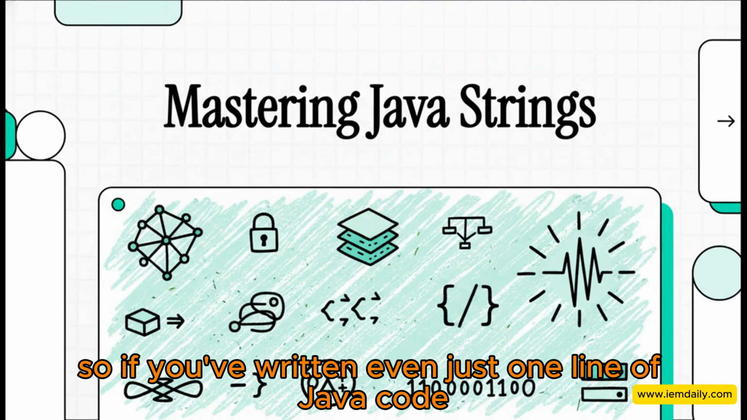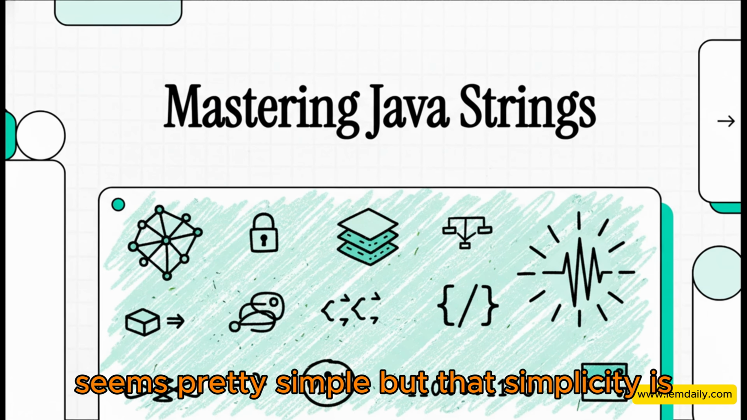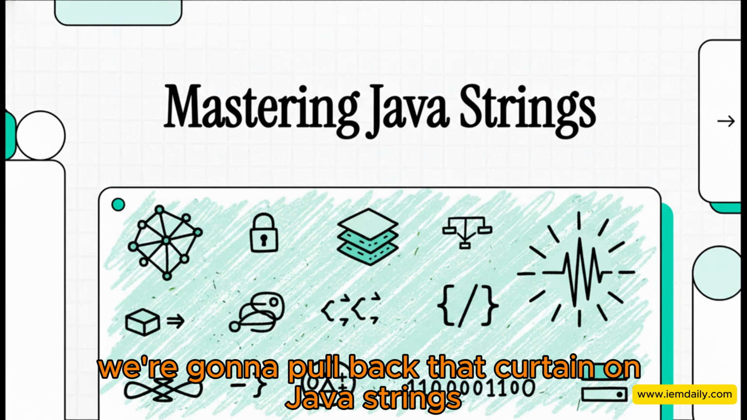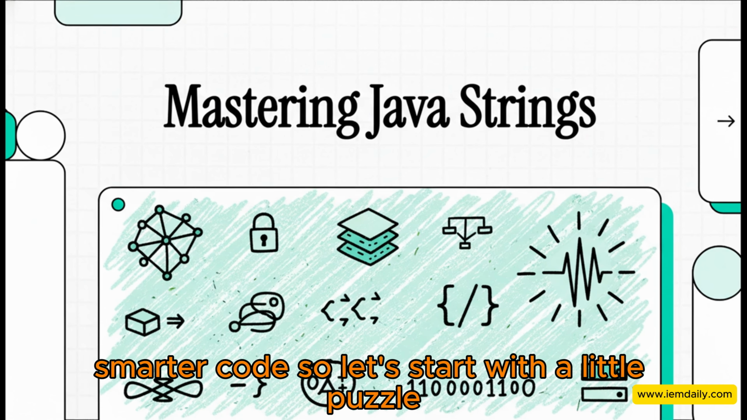Hey, so if you've written even just one line of Java code, you've definitely used a string. I mean, it's just text, right? Seems pretty simple. But that simplicity is, well, a bit of an illusion. Today, we're going to pull back that curtain on Java strings and show you why really getting them is a game changer for writing better, smarter code.